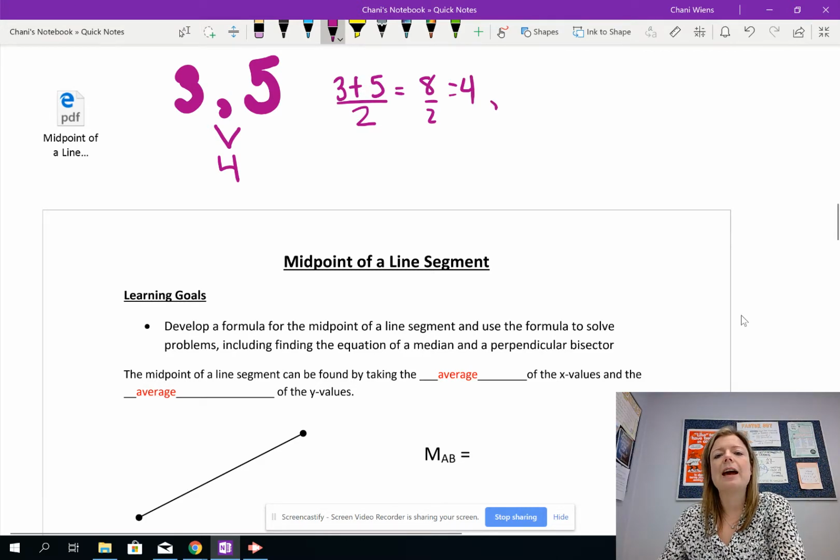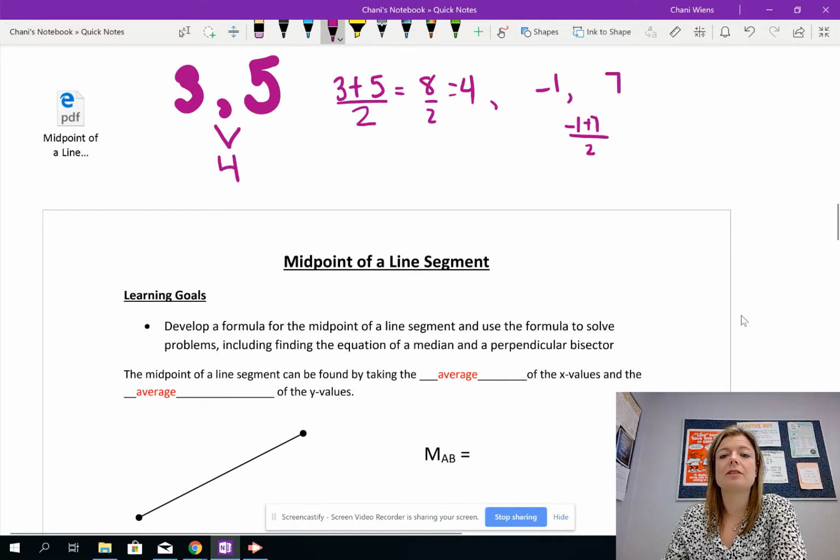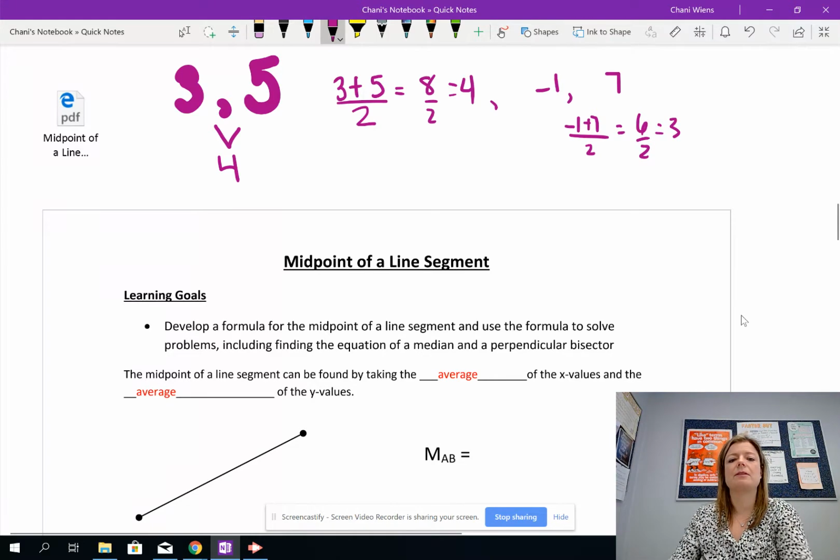So what about the average between -1 and 7? Well, we can think, okay, these numbers are 8 apart from each other. So the midpoint will be 4 away from each of them, so 3. But again, the formula for average is you just take the two numbers and add them together and then divide by 2. You're just taking the average. So that's 6 over 2, which is 3, which confirmed what we were saying.